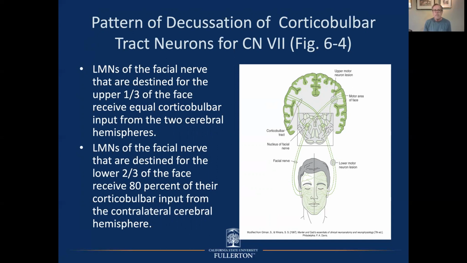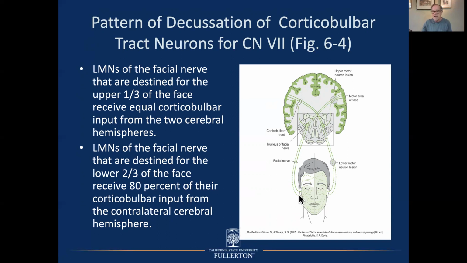receiving input about equal from both sides of the brain, from both motor strips. Whereas the lower motor neuron of the facial nerve receives input primarily from the opposite side. Now, let's take a look at that.